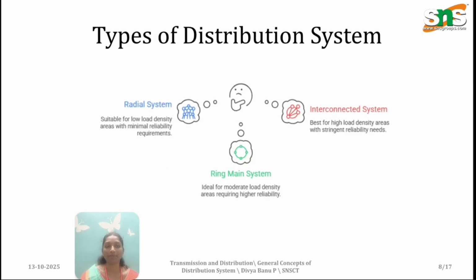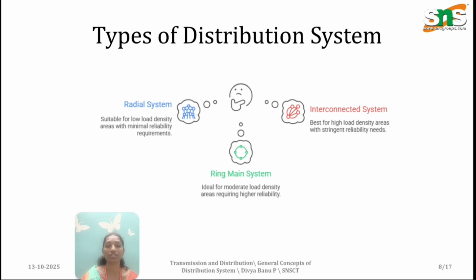Next, coming to the types of distribution system. The main types of distribution systems are radial, ring main system, and interconnected system. Ring main is ideal for moderate load density and requires higher reliability. So we can supply many consumers. It will be ring shaped.